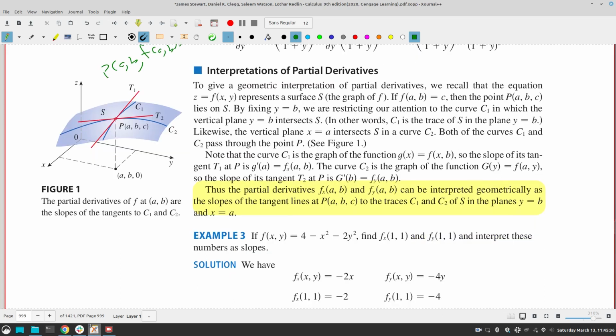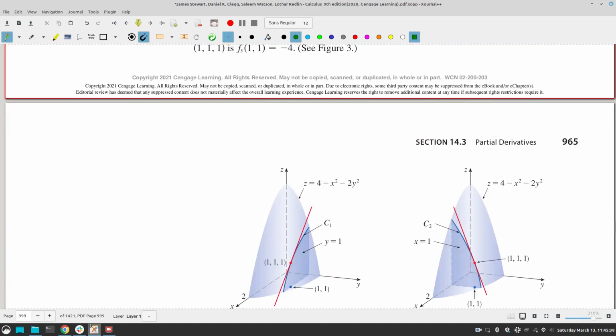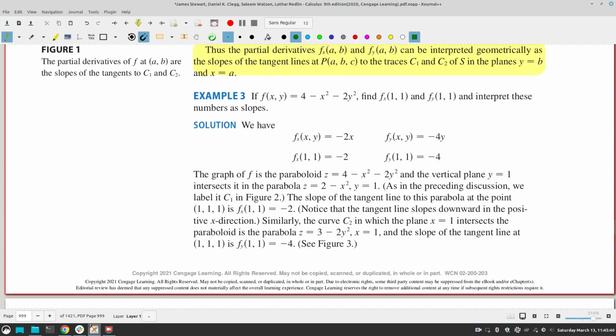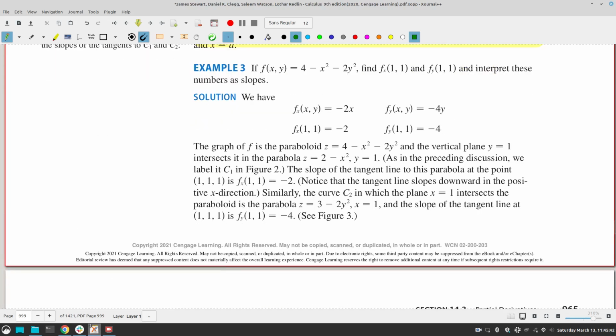So for example, if we have a surface z of x, y equals 4 minus x squared minus 2y squared, I want to find f sub x at (1, 1) and f sub y at (1, 1): the partial derivative of f with respect to x at (1, 1), and the partial derivative of f with respect to y at (1, 1).